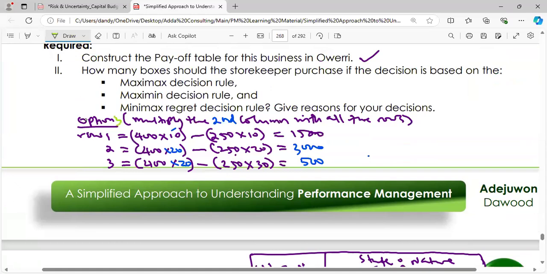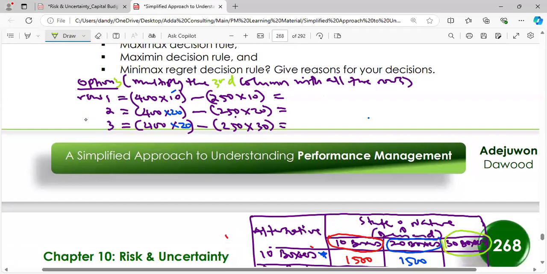Okay, so multiply the third column with all the rows. So in this case, for the first row, customers are demanding for 30 boxes in the first column, but you have just 10 boxes available. So you have to restrict it to 10. So how much is the cost of that 10? 250 multiplied by 10 will still give us 1,500.